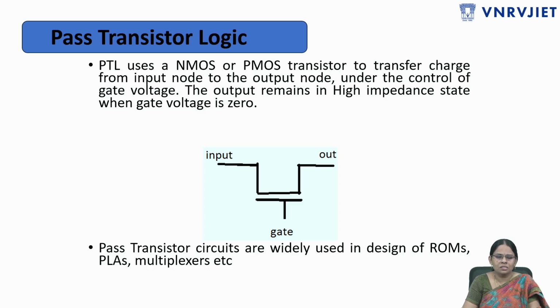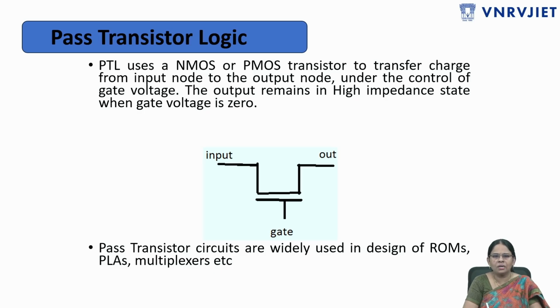This pass transistor logic can be implemented with either an NMOS transistor or a PMOS transistor. Any single transistor is sufficient. Let us see what it means. It has three terminals: an input terminal, an output terminal, and a gate terminal. The data from the input is transferred to the output with the help of the gate signal. If you give the gate signal, only then will the input be transferred to the output. If the gate signal is not there, the data will not be transferred.